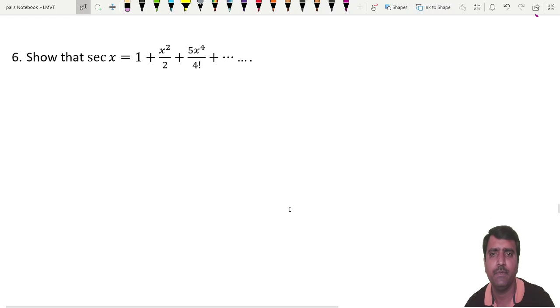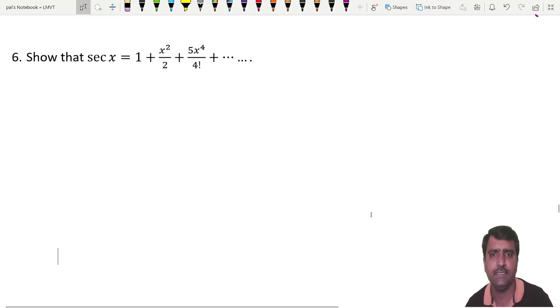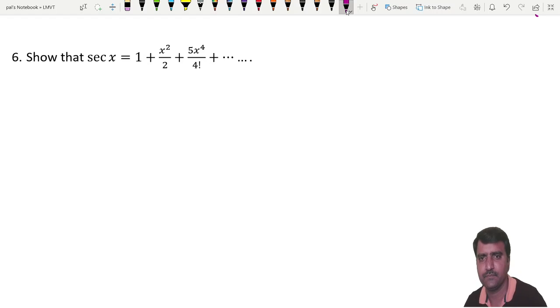As you see, one of the problems on Maclaurin series is to show that secant x is equal to 1 plus x square by 2 plus 5x to the power 4 by 4 factorial. To prove this result, first take this function secant x as y. So let y is equal to secant x. Take this as function 1.